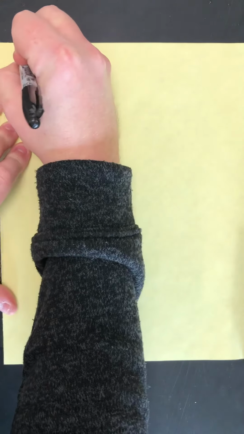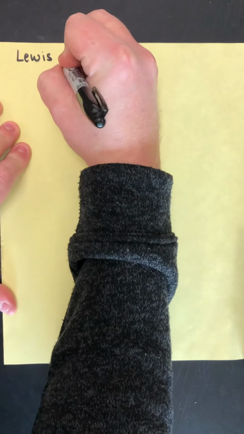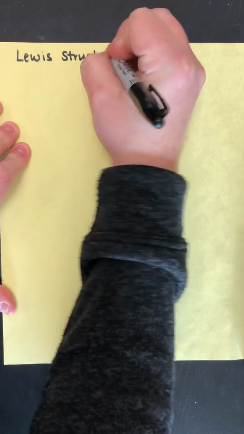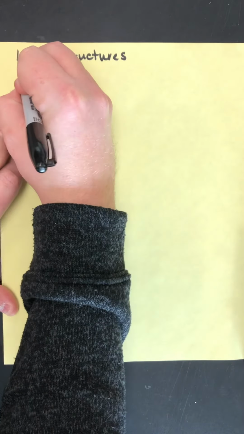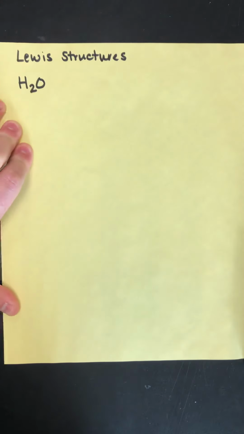In this video, I'm going to be showing you how to draw the Lewis structure of two different chemicals from our notes. These chemicals bond covalently. The first one is water. To draw this out, I'm going to follow the covalent bonding steps from our notes.